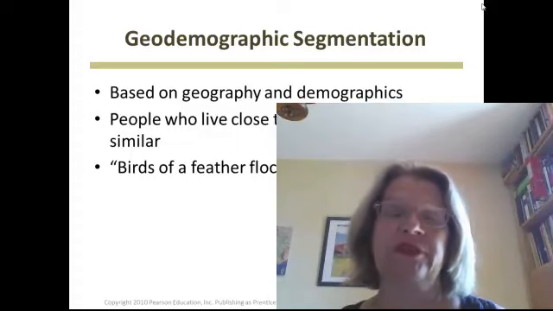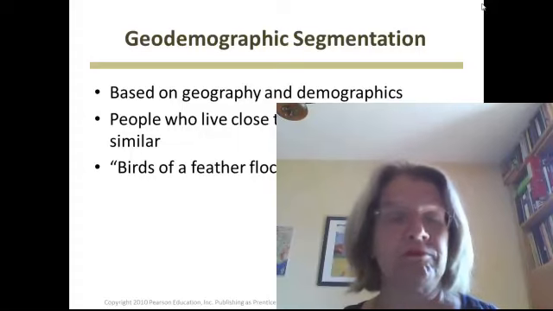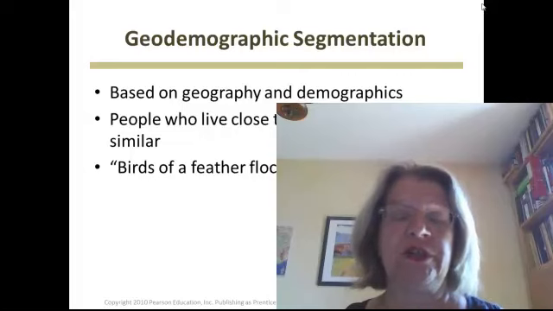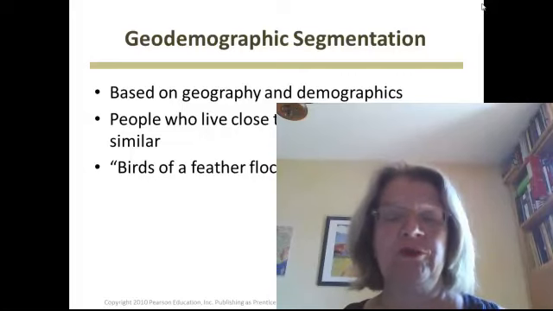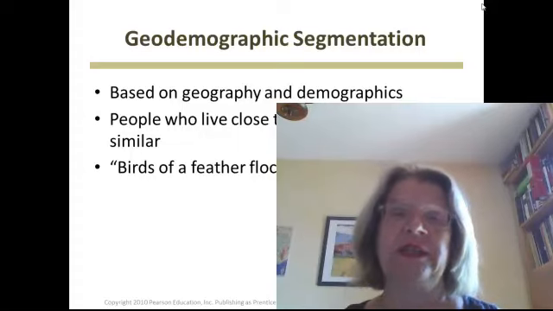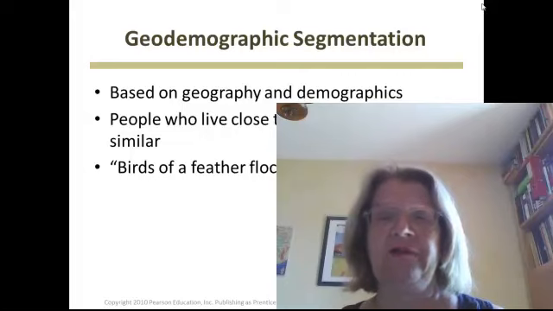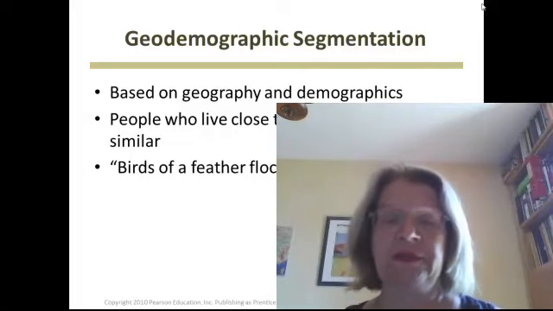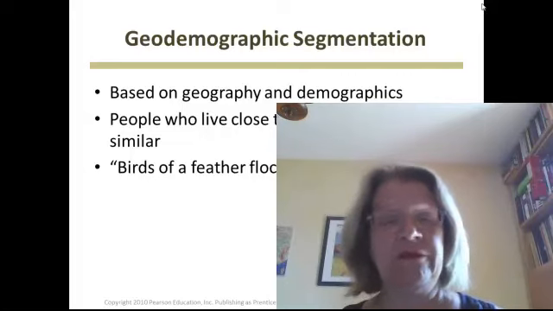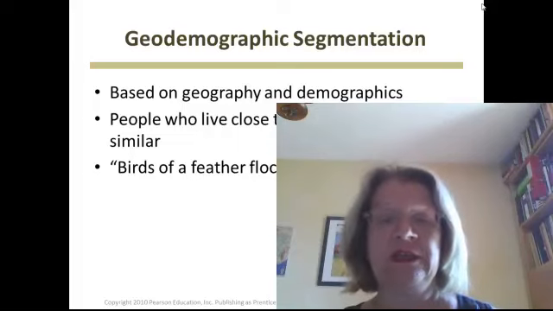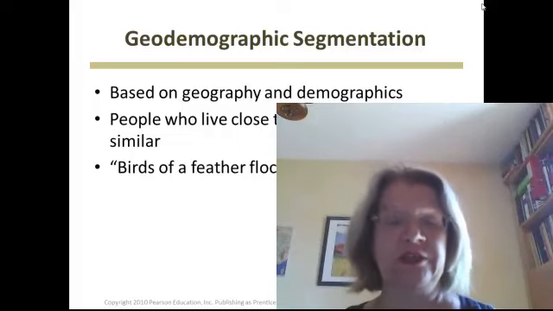Geodemographic segmentation is based on geography and demographics. This is a popular use of geography in targeting. People who live close to one another are likely to be similar in tastes, incomes, lives, lifestyles and consumption patterns. They might eat similar foods, like the same movies, and take the same types of vacations.